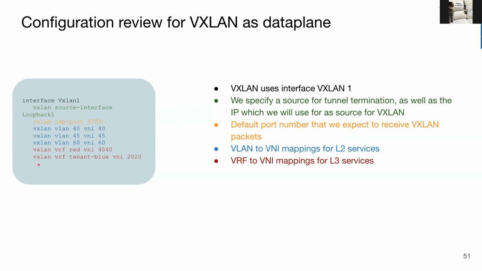So these are the 2 data plane constructs that we use on our VXLAN overlay. If we are only running layer 2, we're only concerned about our VLAN to VNI mappings. We won't have any layer 3 VRF to VNI mappings.